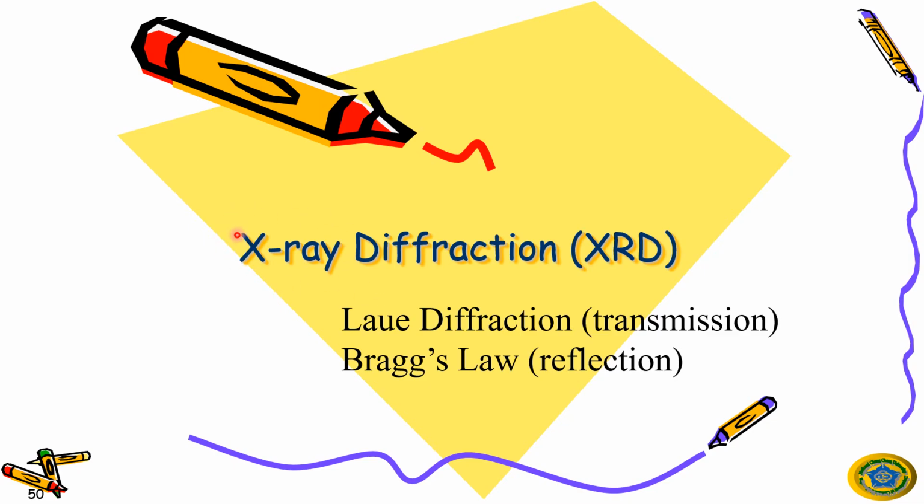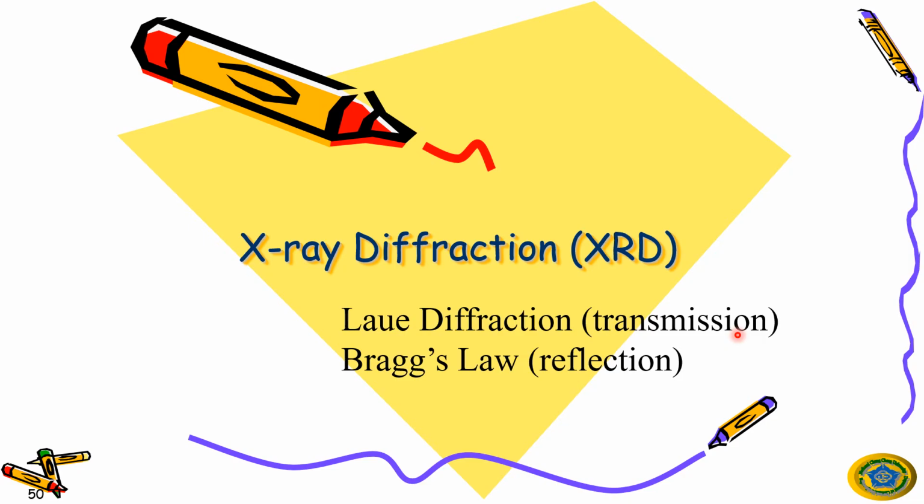Today, after we finish the topic of the X-ray, we are going to talk about X-ray diffraction. We use XRD here. There are two types of X-ray diffraction. One is called Laue diffraction, which is transmission of the X-ray through the objects, and you have a pattern on the opposite side of the X-ray. So this is called Laue diffraction.